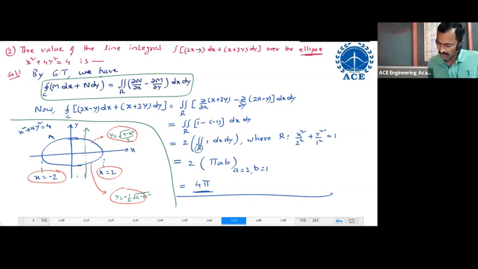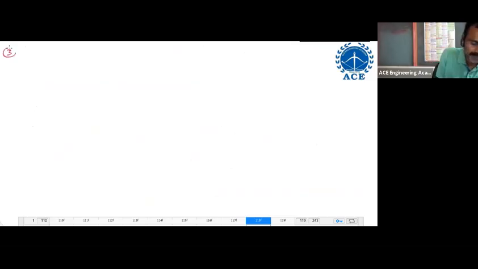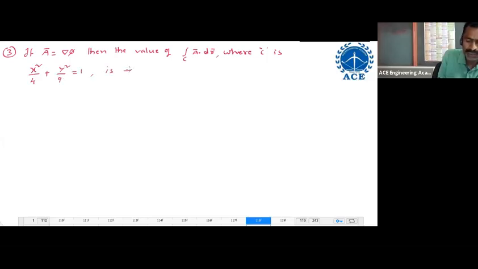Next, problem number 3. If a bar equal to del phi, then the value of the integral over C of a bar dot dr bar, where C is x square by 4 plus y square by 9 equal to 1, is.